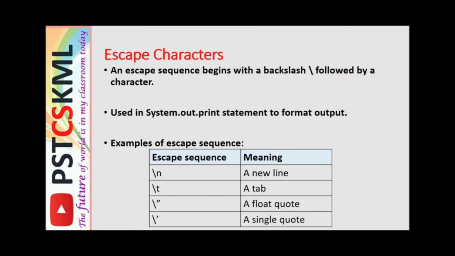Okay, escape character. An escape sequence begins with a backslash followed by a character. It is used in the System.out.print statement to format output. Examples of escape sequences: \n, which means a new line; \t, a tab; backslash double quote, which means a double quote; backslash single quote, which is a single quote.